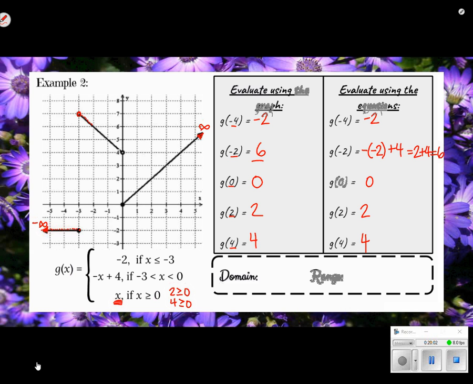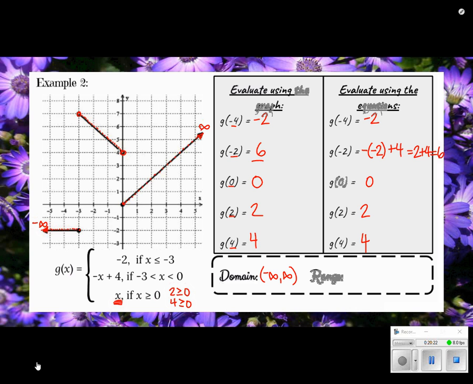Go right to this other open circle. As soon as I try to get to 0 exactly, I pop down here. I go right. There are no gaps in my domain. So my domain is negative infinity to positive infinity.